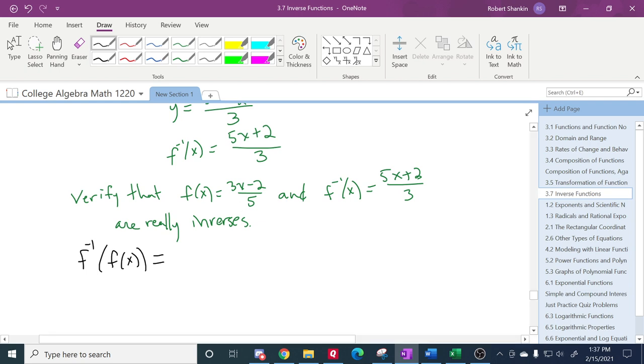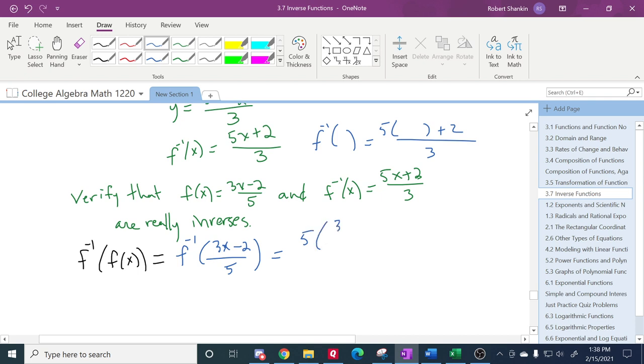So I would leave the outer one there, replace the inner one with what it is, and now I'm going to do this function: f inverse of anything is really 5 times that thing plus 2, over 3. And all this is going to go inside the parentheses, in both parentheses. And I'm going to get this all over 3.